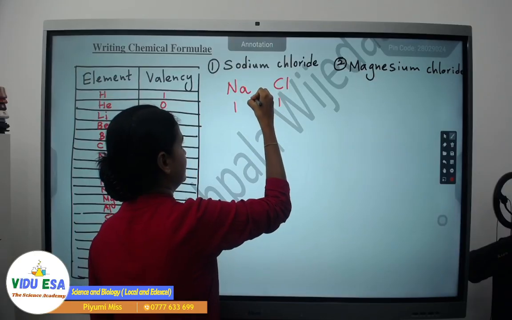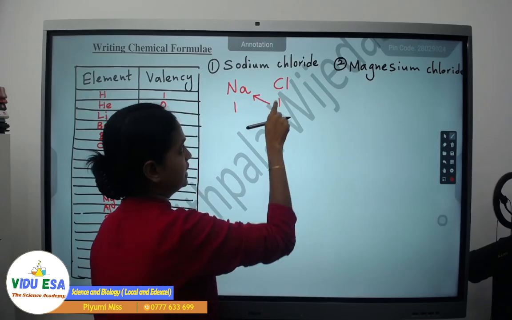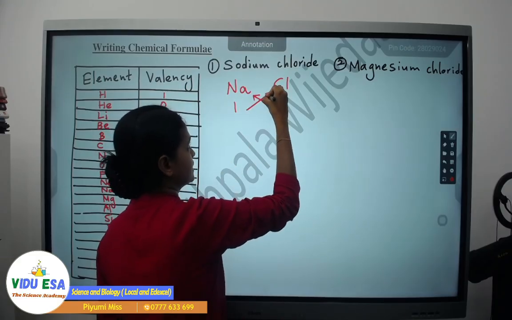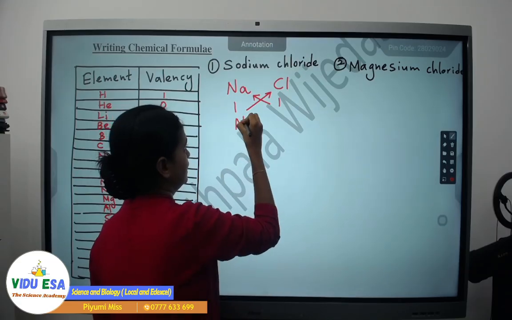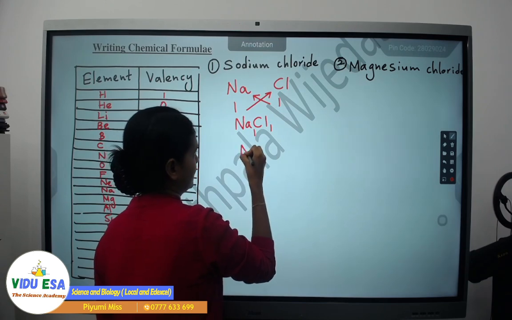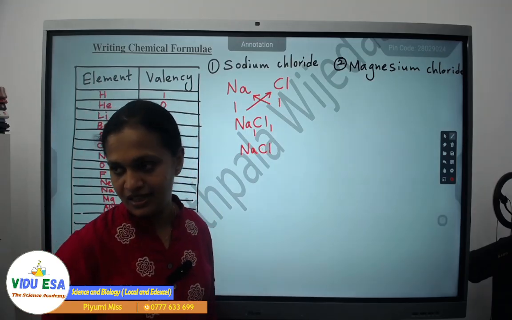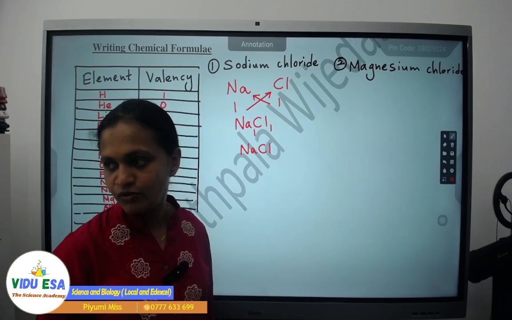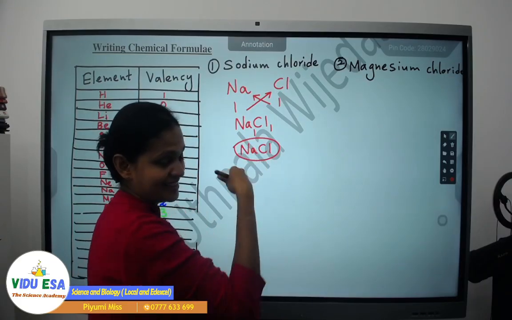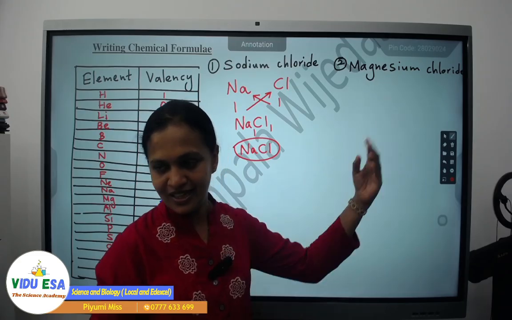Then when we are writing the formula, we exchange the valencies. The valency of chlorine is given to sodium. The valency of sodium is given to chlorine. Here both are 1. Therefore, Na1Cl1. We don't write 1. When it is 1, we don't write it. Therefore, you can come up with the formula NaCl. NaCl is the formula of sodium chloride. Right? Okay, let's look at the next one too.